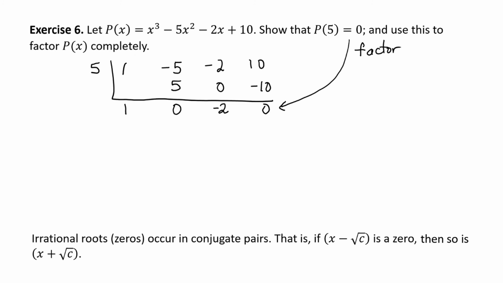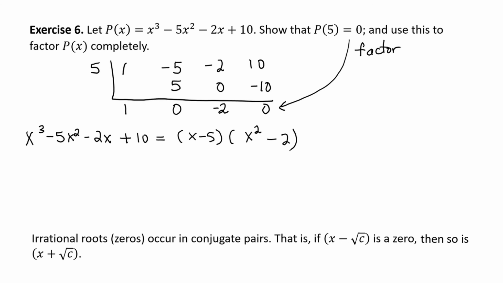Now let's expand. x cubed minus 5x squared minus 2x plus 10. Our quotient, the linear factor, is x minus 5. Now what we've got left, we start with the 1, lowering by 1 degree. That'll be x squared minus 0x for that 0, and then minus 2.